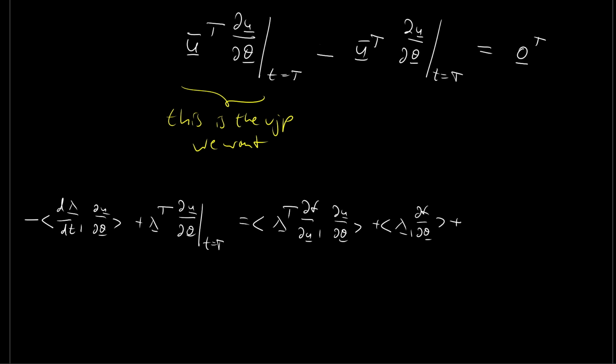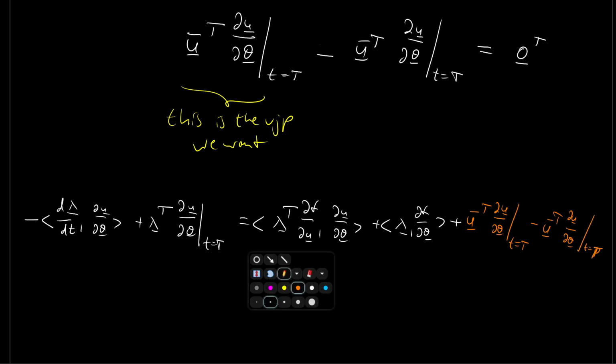And then plus we will get the artificial zero. So this is the u cotangent transpose du by d theta evaluated at t equals capital T minus u cotangent transpose of the Jacobian u with respect to theta evaluated at t equals capital T. Okay, finally we are in a position in order to identify an adjoint problem. And this is a little bit of a self-fulfilling prophecy, but I hope it will make sense.